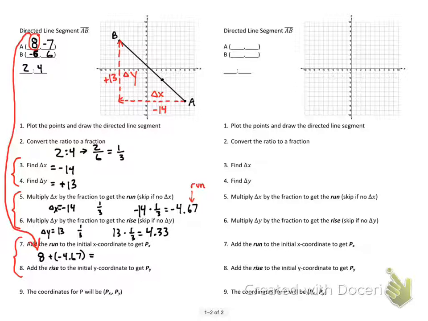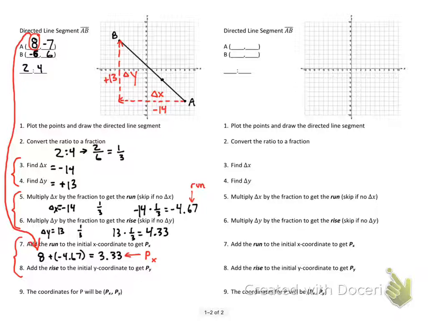And what did you guys get? 3.33. So what we just found here is what we call P sub x. I don't want the notation to scare you. All P sub x is the x value for point P. And you can see in step 9 where that P sub x is going to go. So we just found the x coordinate for our partition point.